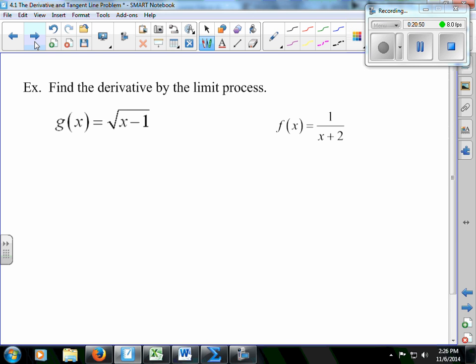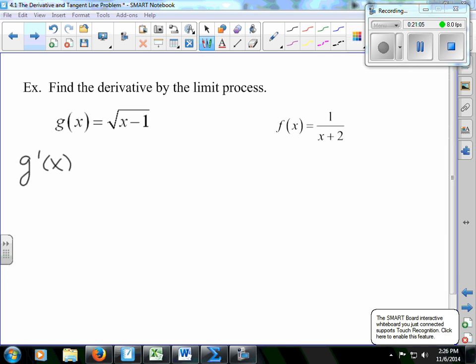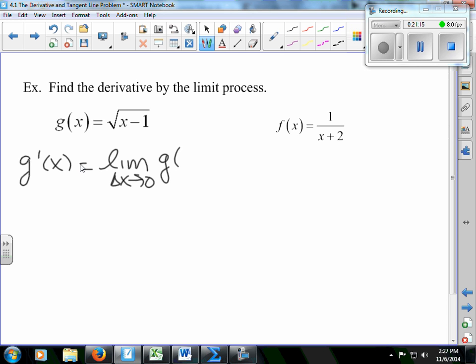All right, so I have two functions here, and this is my last example. These are my last two examples, and we're going to find the derivative. So we're going to find g prime of x. And in order to do that, I'm just going to write down what the definition of the derivative is. So g prime of x, by definition, is the limit as delta x goes to 0. My function's name is g now, so I'm using g instead of f. G of x plus delta x minus g of x over delta x.